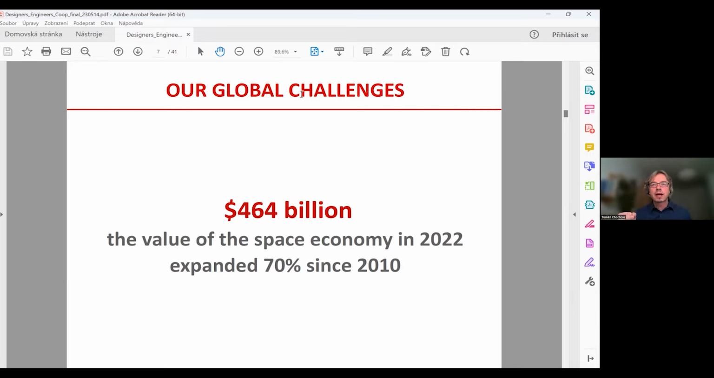And can you try to imagine that in the space economy, engineers and designers don't work together? It's really impossible, because it's about a lot of inventions, it's about testing materials, it's about machinery engineering, it's about the human and how to save the human body in space. So this is one big challenge, a big opportunity that we can focus on and try to imagine the cooperation.